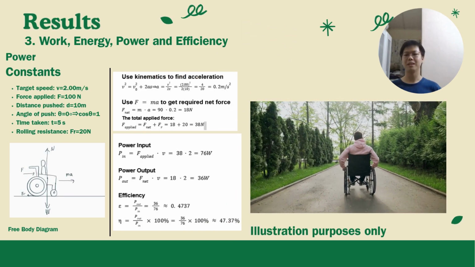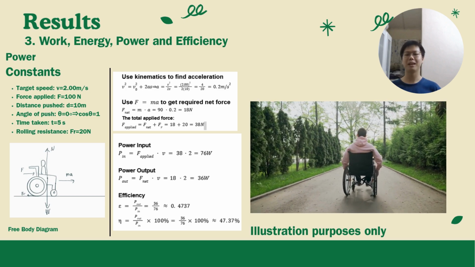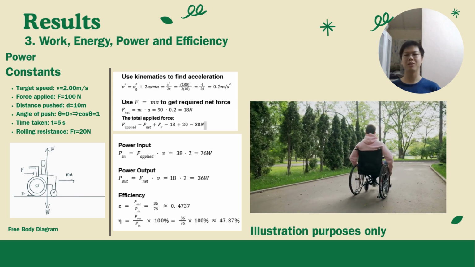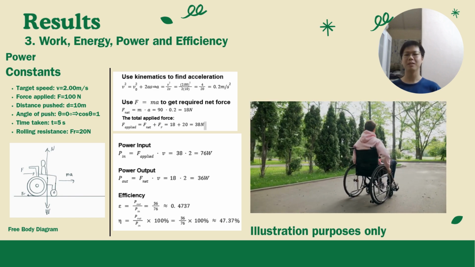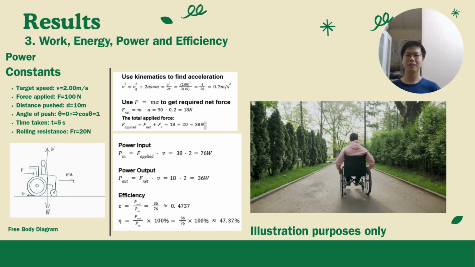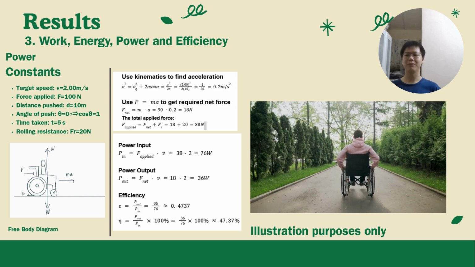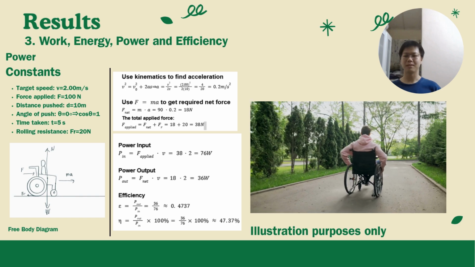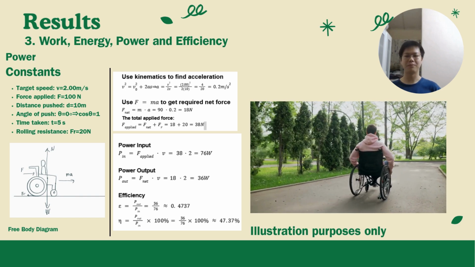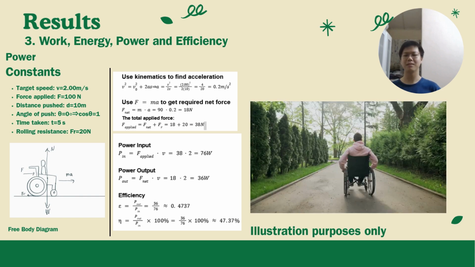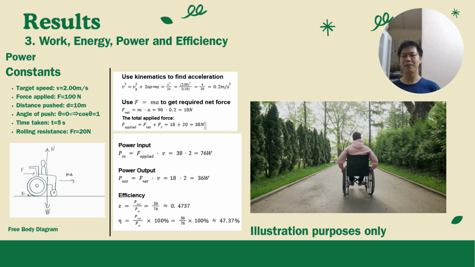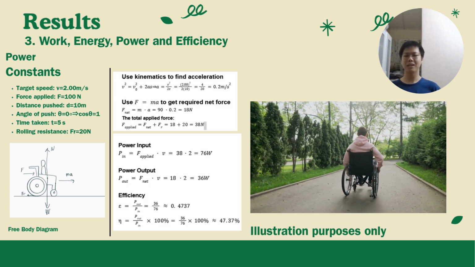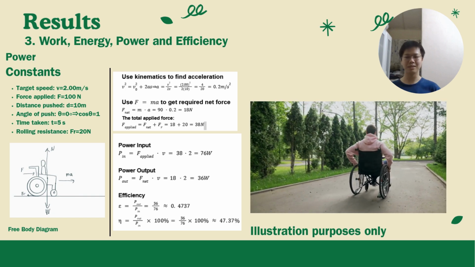For power and efficiency, the relevant constants and the free body diagrams are shown on the slide. Based on the values used, the input power, which is the total power exerted by the user, was calculated as 76 watts, while the output power, representing the rate of kinetic energy gain, was 36 watts. This gives us a system efficiency of approximately 47.4%, meaning that just under half of the user's effort goes into actually moving the wheelchair. The remaining energy is lost due to rolling resistance and other factors.